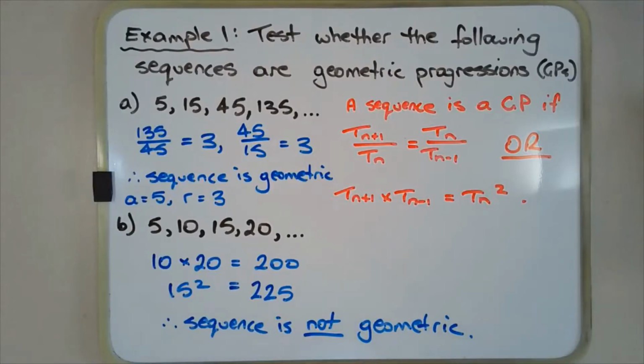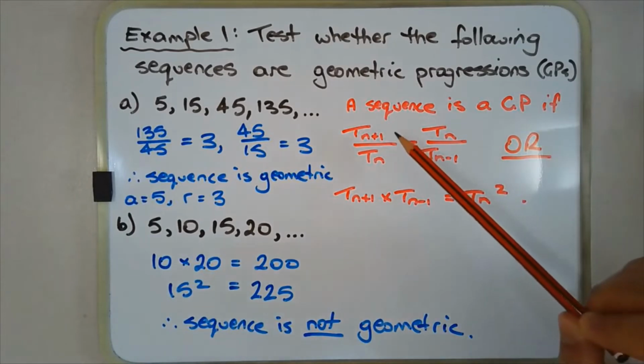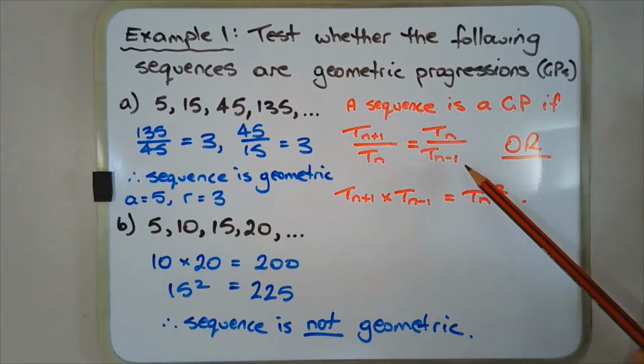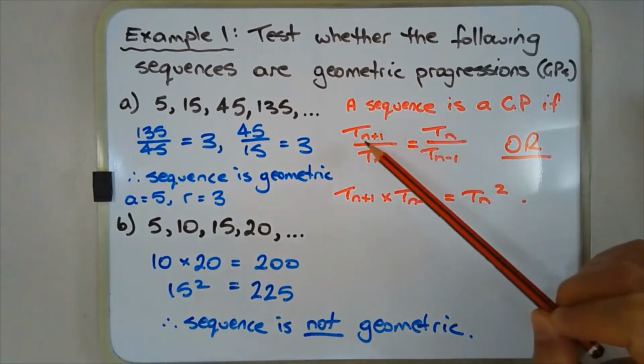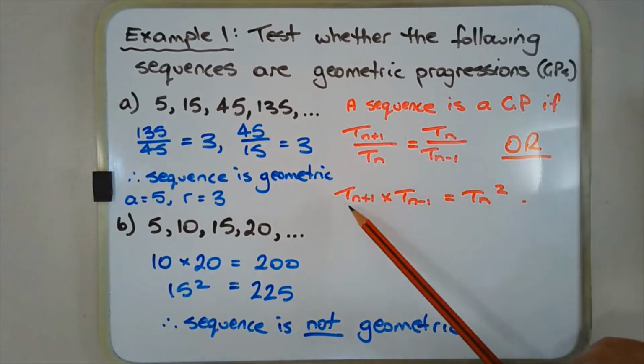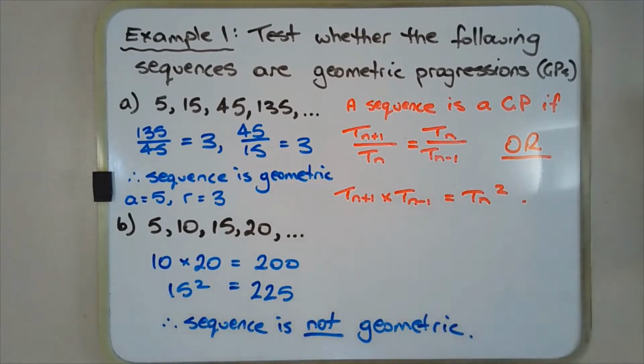Example 1. Test whether the following sequences are geometric progressions, GPs. Now a sequence is a GP if Tn plus 1 over Tn is equal to Tn over Tn minus 1, where Tn minus 1, Tn, and Tn plus 1 are 3 consecutive terms of the sequence. Another way to test if a sequence is a GP is to take 3 consecutive terms, square the middle term, and multiply the 2 terms on either side of the middle term. If we find that they are equal, then that's also a geometric progression.